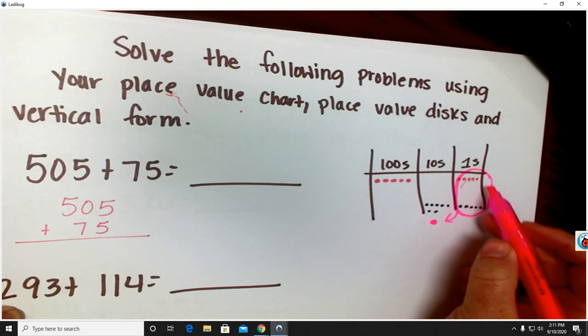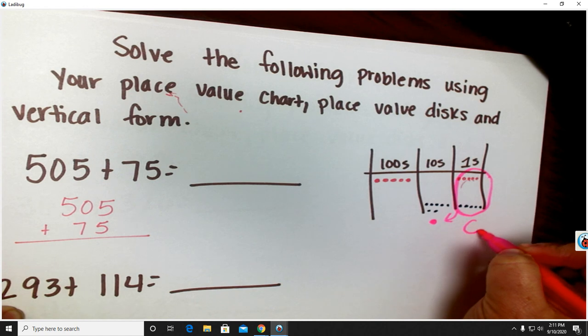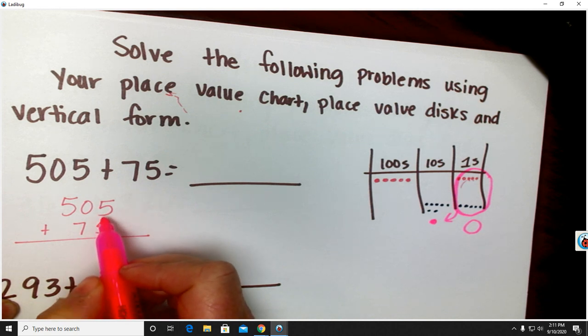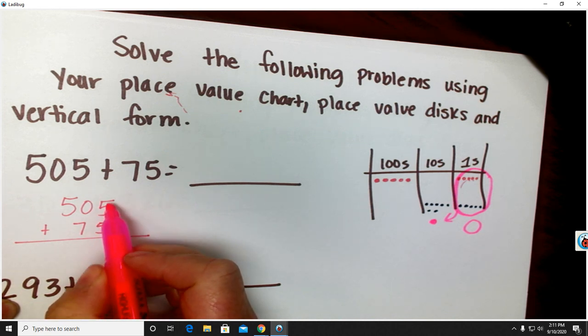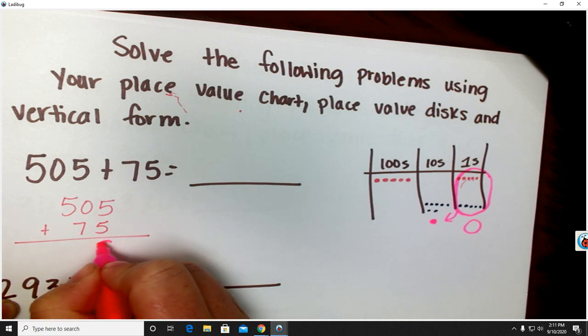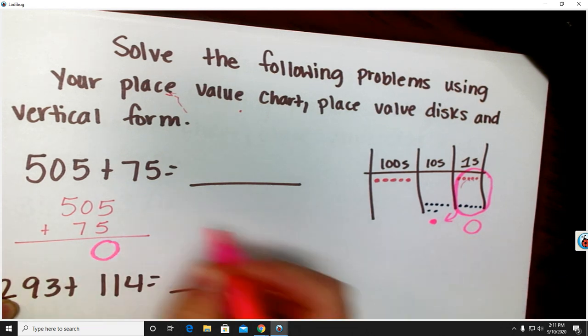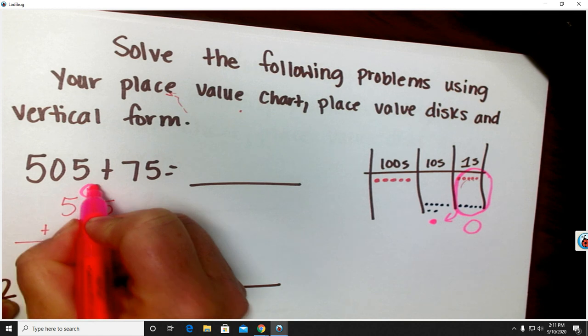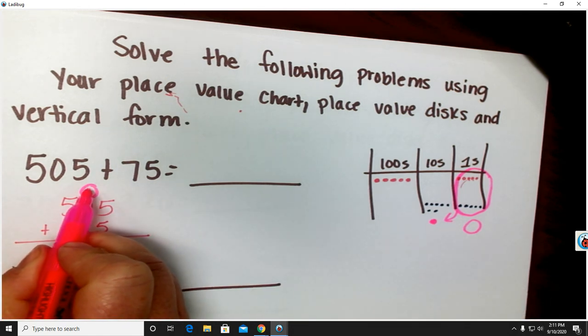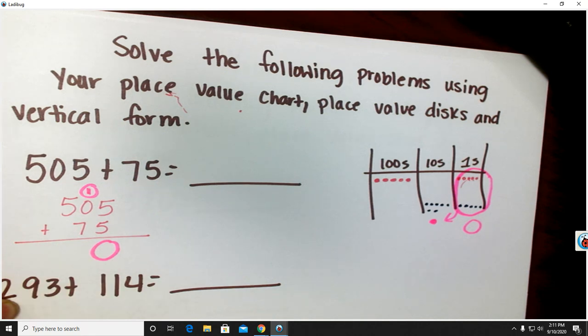So now, since I moved all these ones over, I have no ones. So I have 0 ones, but I have an extra 10 here. Okay, so I'm going to go right here, and I'm just following along with my vertical form. So I know that 5 plus 5 is 10, which it shows here, but I had to add an extra disk. So I'm going to add that extra number to my place value.